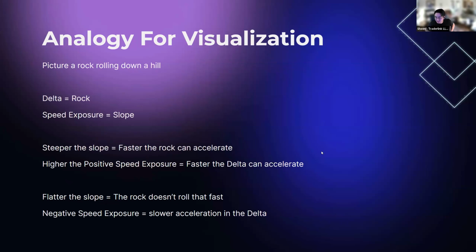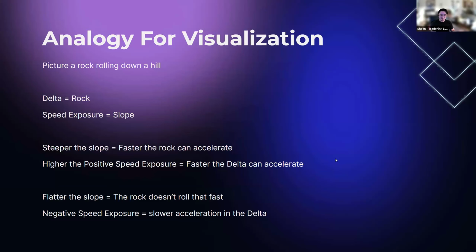So this is an analogy that I came up with, and we use it all the time now for a visualization of it, right? Picture a rock rolling down a hill. The delta is the rock, and the speed exposure is the slope of the hill, right? So the steeper the slope, obviously, the faster the rock can roll down, right? Does that make sense to everyone? I feel like that's relatively simple.